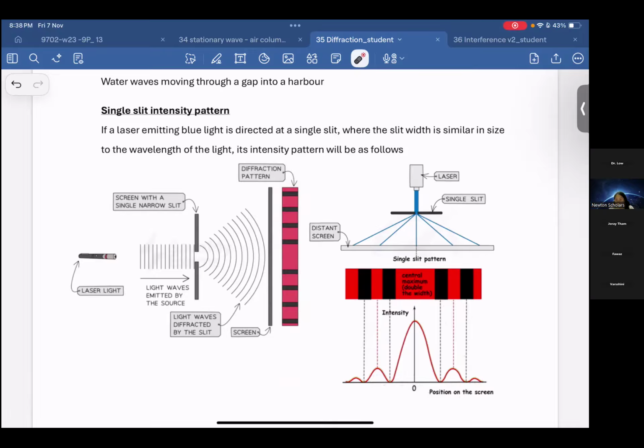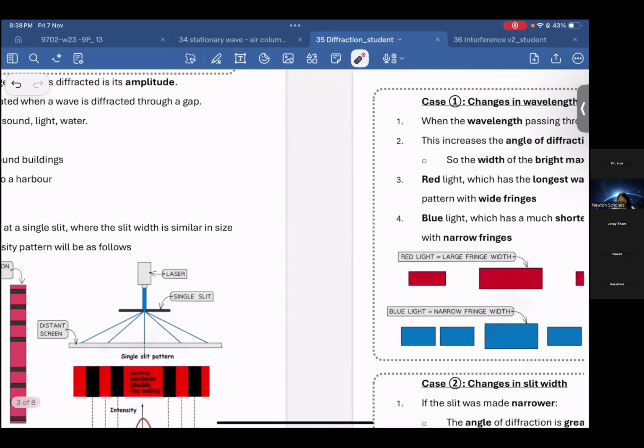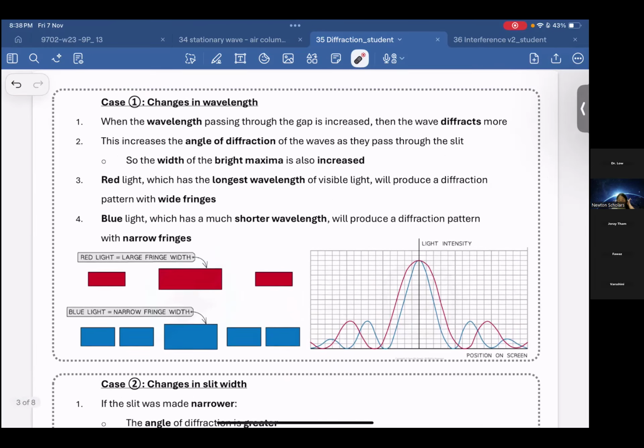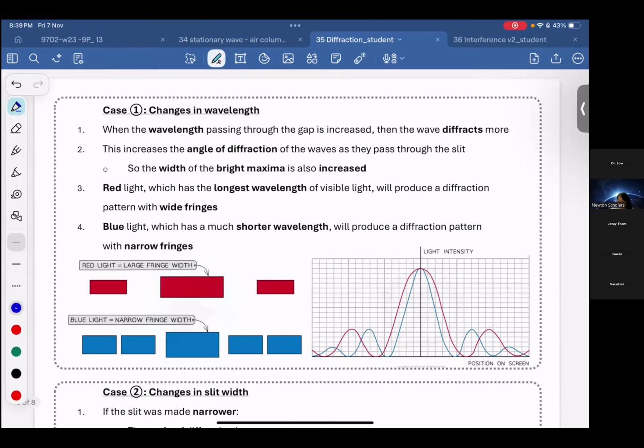Next, we go to your next page. What happens when we change the wavelength? Here they ask about red light and blue light. They didn't tell you what happened to the wavelengths of the red light and blue light. We understand that for light, the wavelength will be changed. So from here, you have to recall what I taught you about EM waves.